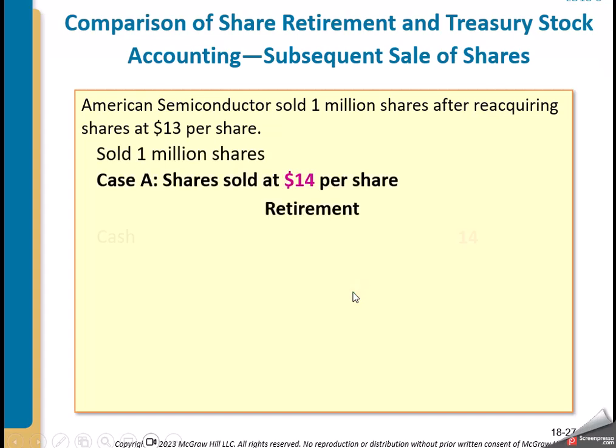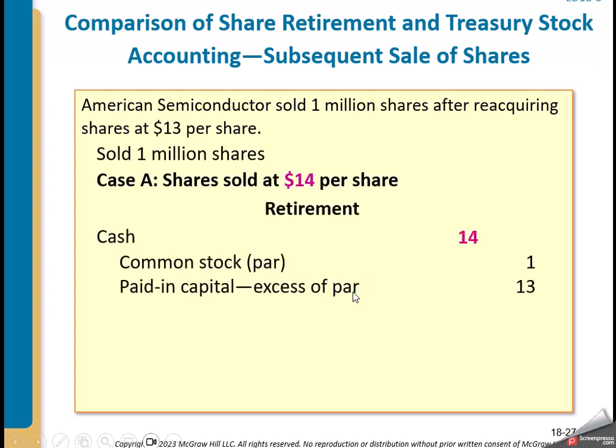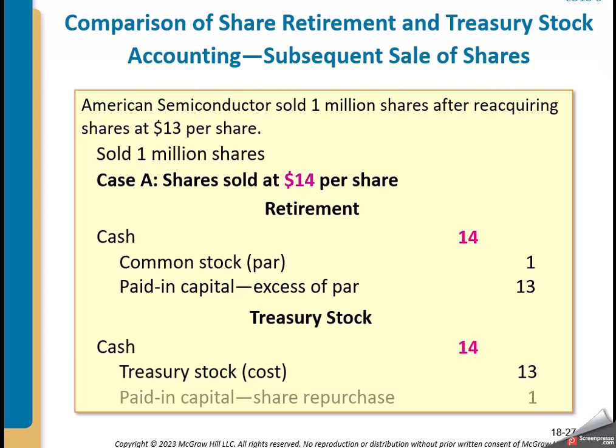So here we've got a retirement. The retirement means we're buying the shares back, but we're not holding them in our treasury. We're actually retiring them. We no longer want them outstanding. So when we retire them, cash goes out at the same amount, but we take them out of our shares outstanding and out of the paid-in capital.